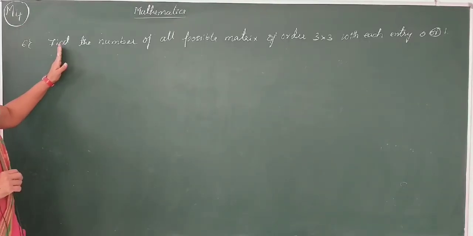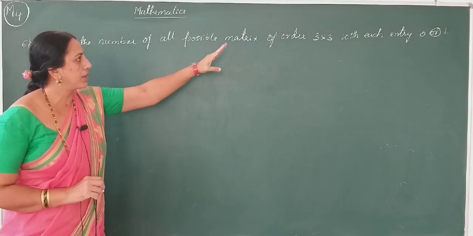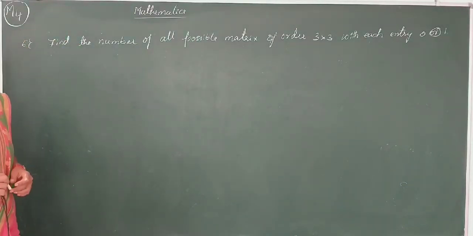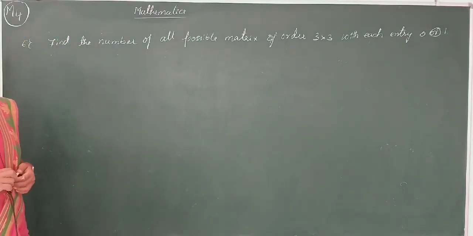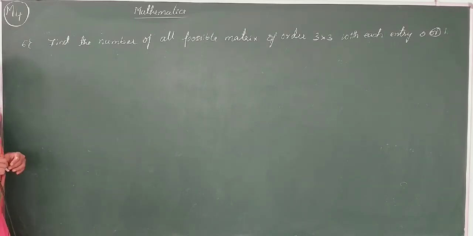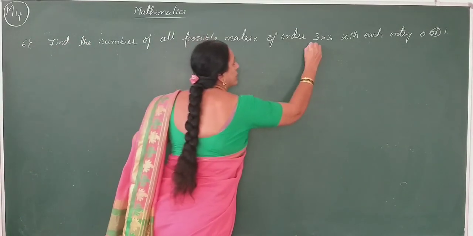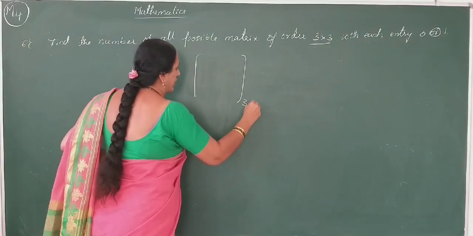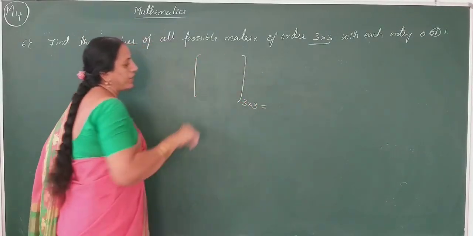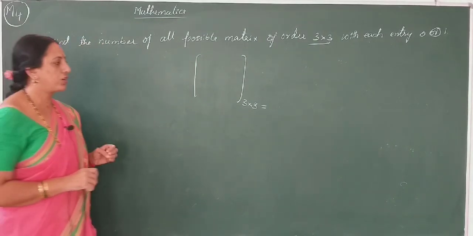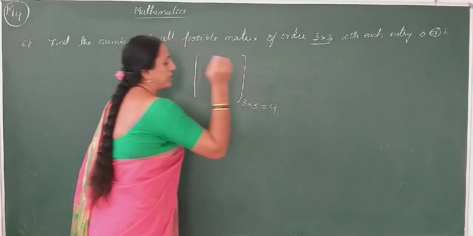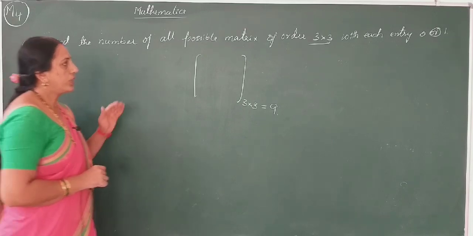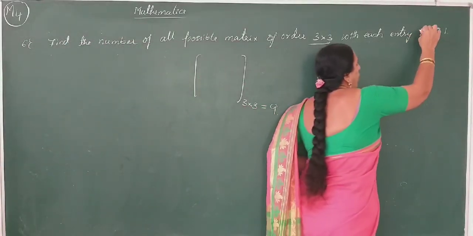The next one is: find the number of all possible matrices of order 3 cross 3 with each entry 0 or 1. It is one of the problems for competitive examinations, asked in CET and JEE questions. So the matrix order is 3 cross 3. If a matrix is of order 3 cross 3, what is the total number of elements of the matrix? Total elements is nothing but 9. So each entry is nothing but 0 or 1.